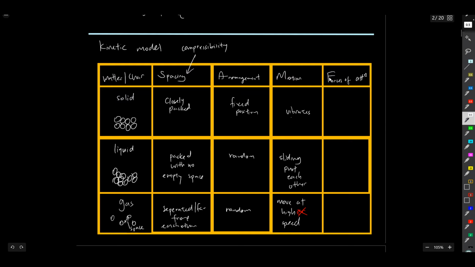In a continuous random manner. That means they are constantly moving and it's always random. For the forces of attraction, this is strong, this is okay, and then this is weak. Okay means it's not as strong as solid, but it's still strong, because the particles are still close together. So the forces of attraction has to do with how close the particles are. The closer they are, which is about spacing, the stronger it is.